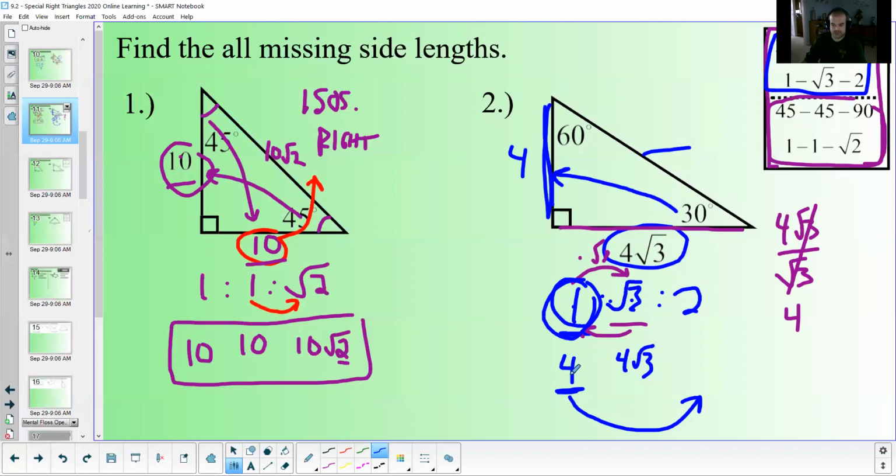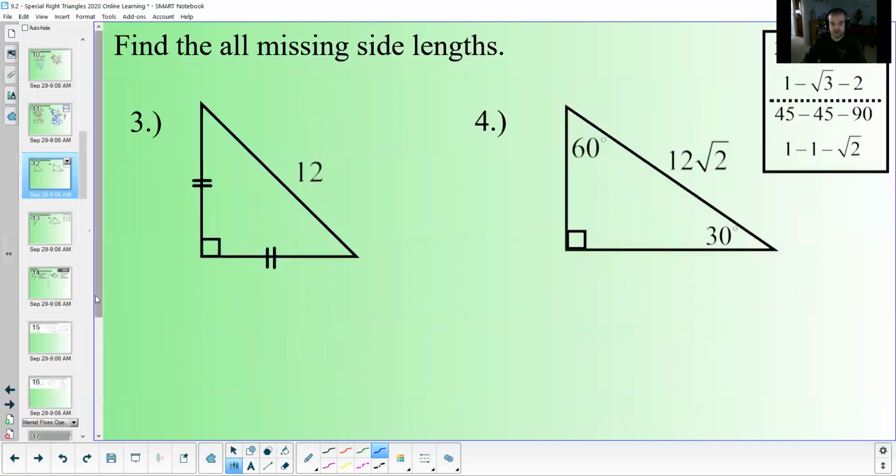So if we multiply this value 4 by 2, we get 8. And those are your answers. So the missing side lengths, we were already given 4 root 3. Number 2 is 4. And number 3 is 8. So the hypotenuse is 8.